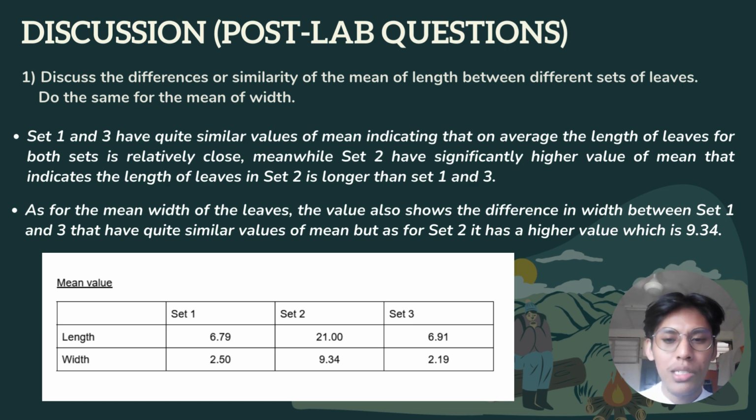For question 1, set 1 and 3 have quite similar values of mean, indicating that, on average, the length of leaves for both sets is relatively close. Meanwhile, set 2 has a significantly higher value of mean, which indicates the length of leaves in set 2 is longer than set 1 and 3. As for the mean width of the leaves, set 1 and 3 also have quite similar values of mean, but set 2 has a higher value, which is 9.34.